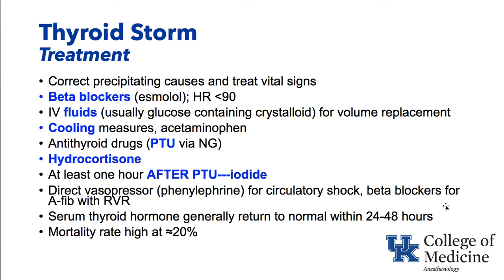Steroid replacement is wise because remember that the adrenal over a long period of time may be producing lots of steroids, and the patient's used to having high steroid levels, and replacement is wise. And at least 1 hour after you give the PTU, remember, don't give iodine before the antithyroid drugs. Give the antithyroid drug first and then the iodine. Phenylephrine can be given as a direct vasopressor. And usually you can get the thyroid hormone levels back down to normal within 1 to 2 days, but the mortality of this is high, and therefore preventing it is important.